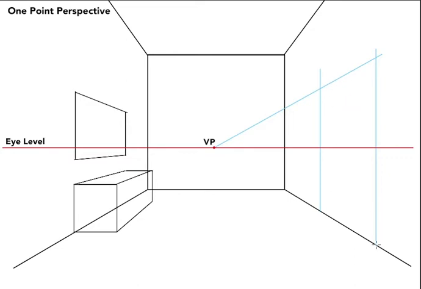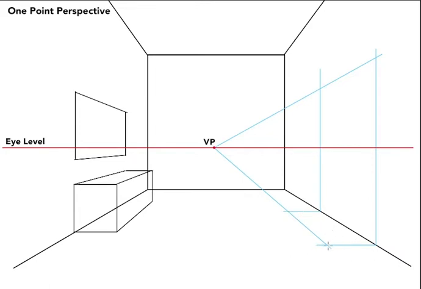Now we'll draw the base of the bookcase on the floor. Two horizontal lines, and decide how deep you want your bookcase to be, and draw a line that goes back to VP. So this shape represents the base of the bookcase on the floor.